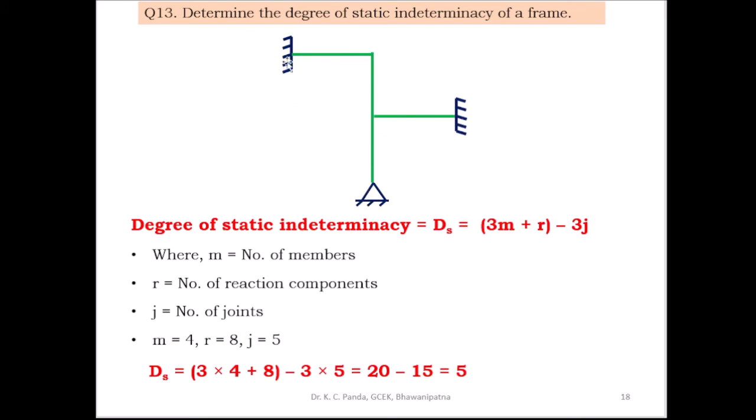Coming to another example, this is a frame, and here this end is fixed, this is fixed, and this is a hinge support. Find the degree of static indeterminacy using this formula. Here the number of members is equal to 4. The number of reaction components is equal to 3 plus 3 plus 2, 8. The number of joints is equal to 5. Then put these values here and find the degree of static indeterminacy. DS is equal to 3 into 4 plus 8 minus 3 into 5 is equal to 20 minus 15 is equal to 5. So this is the degree of static indeterminacy. Also you can find it using the other approach.